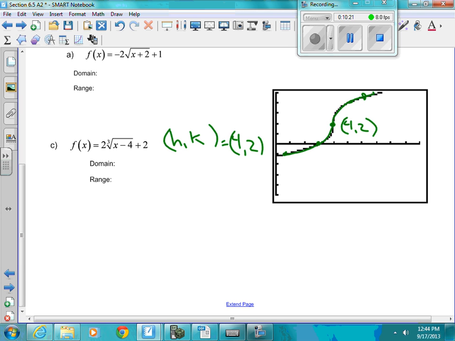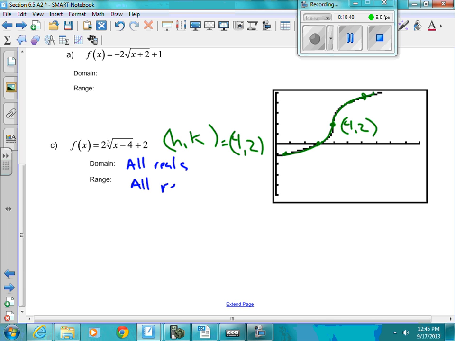Okay, so domain and range, that's the second thing that we need in this problem. Well, what was the domain before we moved it? The domain before we moved it, if we looked at the parent function, was all real numbers. So if you shift it up, shift it down, shift it left, shift it right, it's still all real numbers. And our range is still going to be all real numbers.